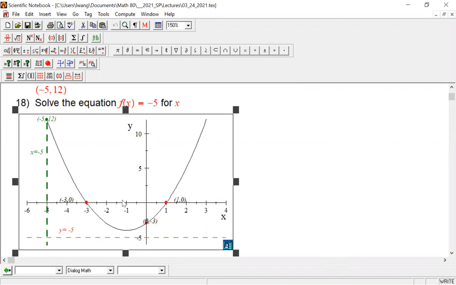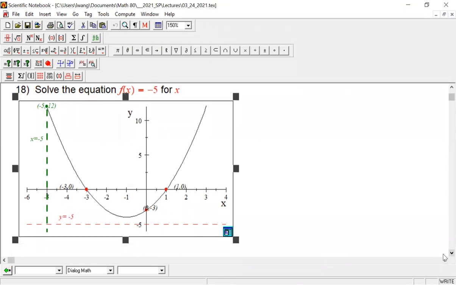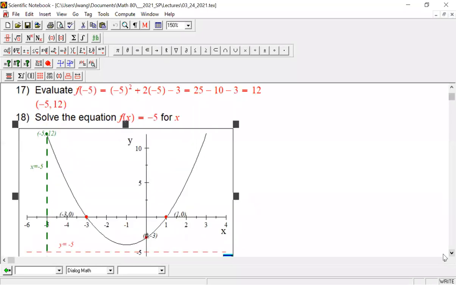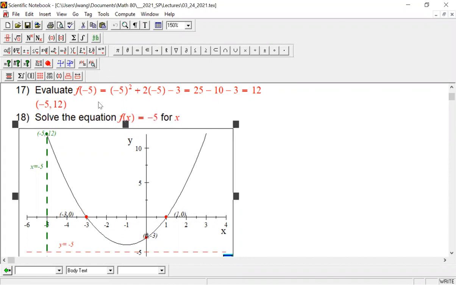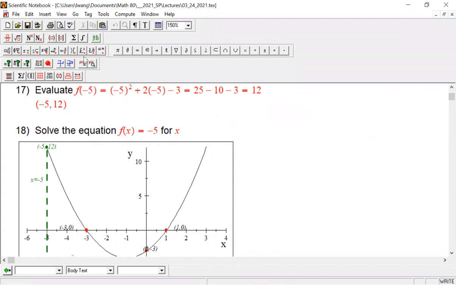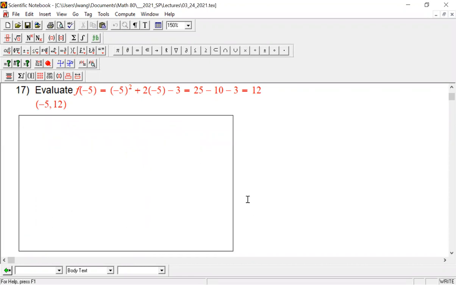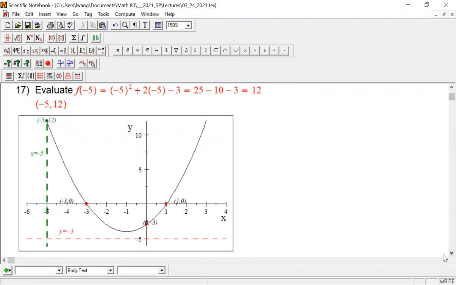Now, the red one doesn't touch the curve, so we should not expect any point of intersection. So let's see if we go through the steps. Oh, I messed up again. I should put this picture right here. So that dot is -5, 12.